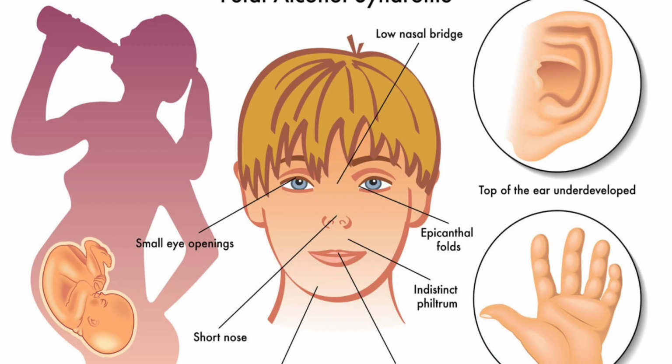Fetal alcohol syndrome is a condition in a child that results from alcohol exposure during the mother's pregnancy. This syndrome causes brain damage and growth problems. The problems caused by fetal alcohol syndrome vary from child to child, but defects caused by fetal alcohol syndrome are not reversible. Here are some of the symptoms.